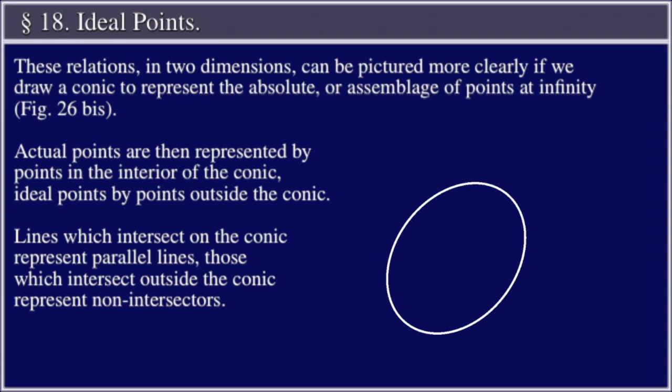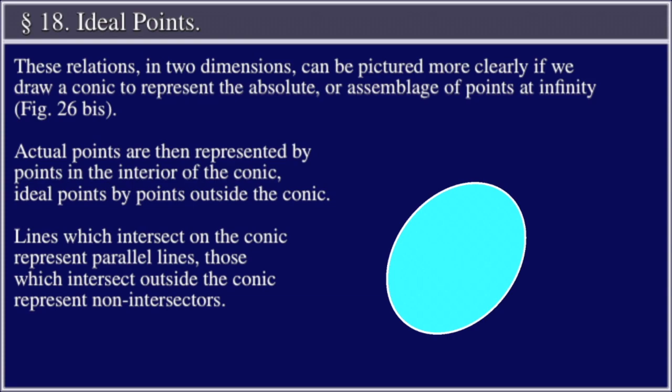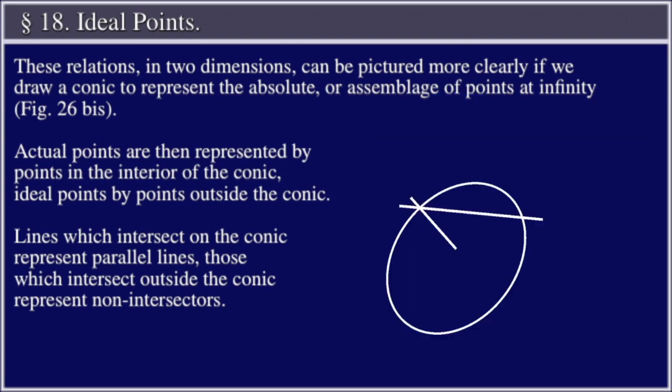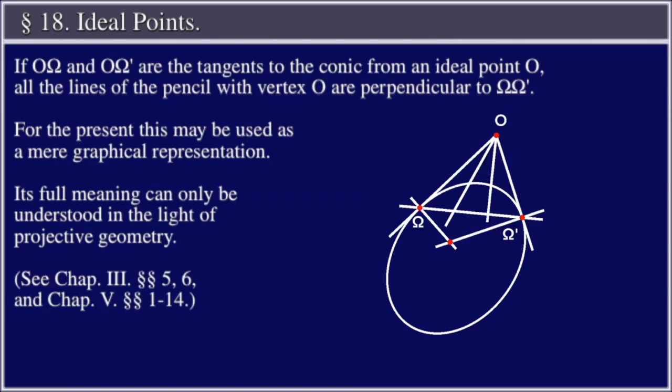Figure 26. Actual points are then represented by points in the interior of the conic, ideal points by points outside the conic. Lines which intersect on the conic represent parallel lines. Those which intersect outside the conic represent non-intersectors. If O omega and O omega prime are the tangents to the conic from an ideal point O, all the lines of the pencil with vertex O are perpendicular to omega omega prime.